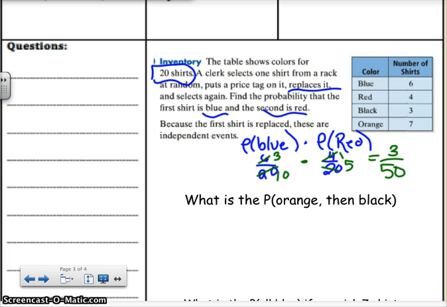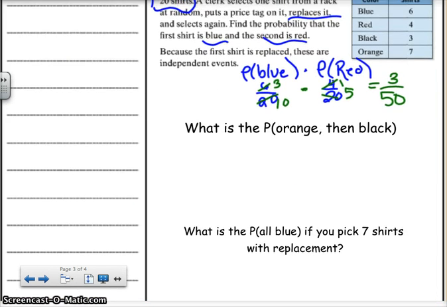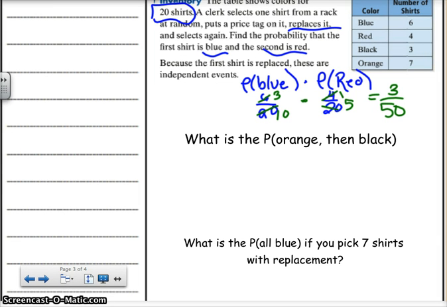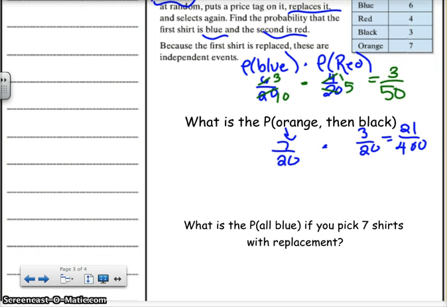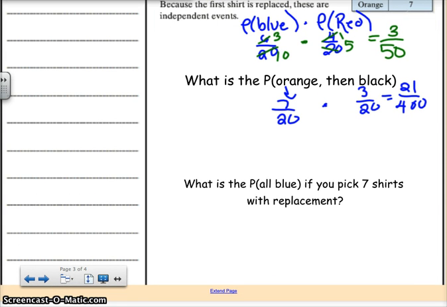What's the probability that it's orange then black? Now you guys do the next two. Again, these are independent events because I am replacing. The probability of orange is 7/20. The probability of black is 3/20. Multiply them: 21/400.